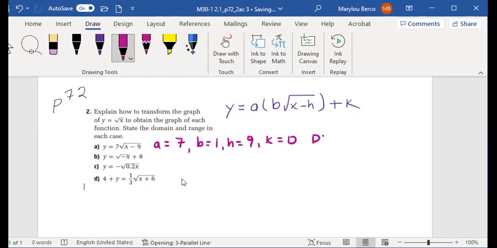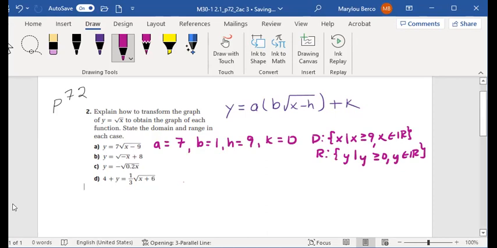is, if x minus 9 is greater than or equal to 0, x such that x is greater than or equal to 9, x is an element of all real numbers. And the range, because k is 0, is y such that y is greater than or equal to 0, y is an element of all real numbers.